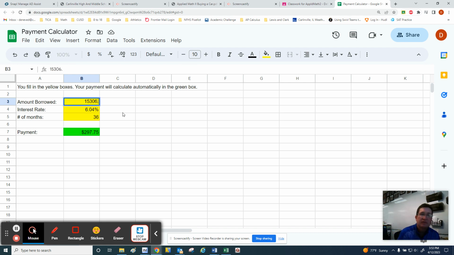And so in this case, it was 15,306 and 38 cents. The interest rate, you were told on this problem that it was 6.36, and you were told that you wanted to have a 48-month loan, a 4-year loan. And so you can see, it's exactly $362 per month. Okay, so hopefully this little video will help you with your homework.